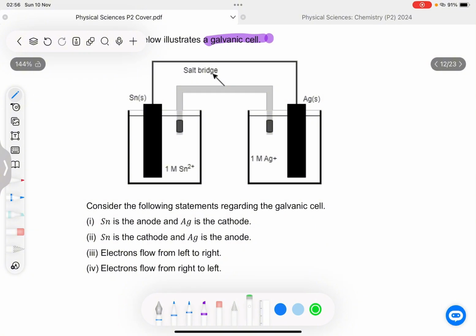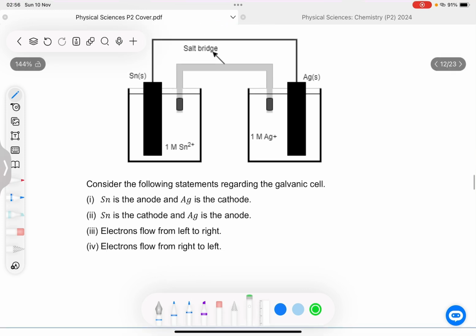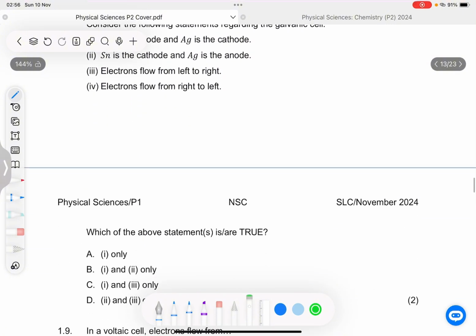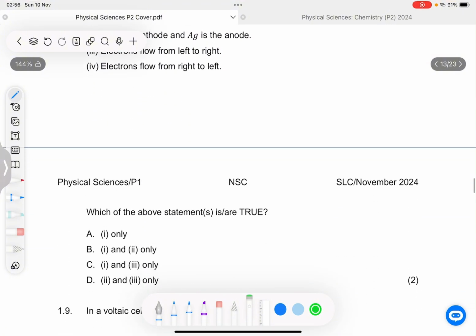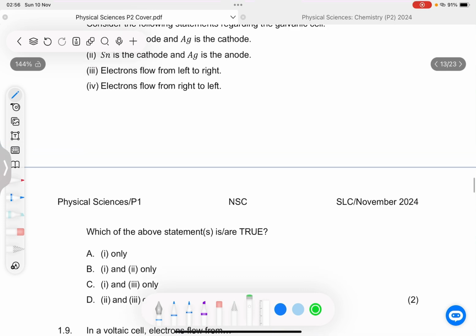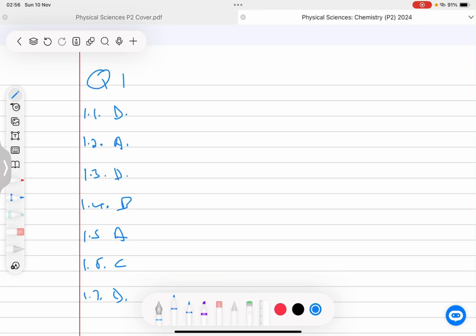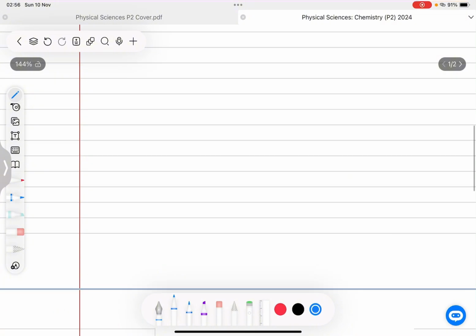Now they say, consider the following statements regarding the galvanic cell. Sn is the anode and Ag is the cathode. Sn is the cathode and Ag is... okay, so we have those different options and we have to choose which of the above statements is or are true. We have to look at those combinations. To do this question, I think you need to identify the cathode and the anode, and then you'll be able to know the movement of electrons, or the movement of the electricity, in this galvanic cell.